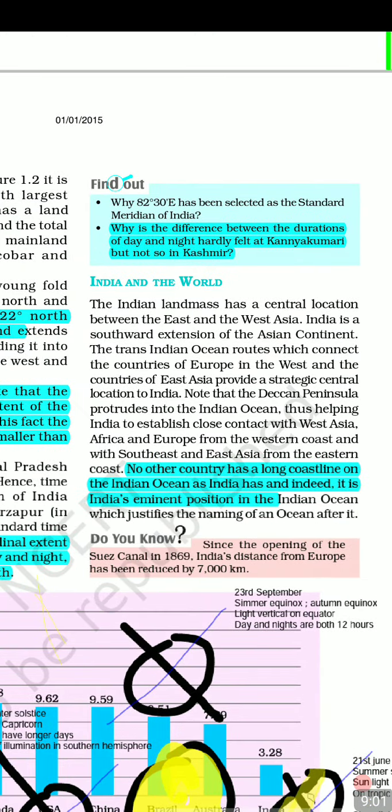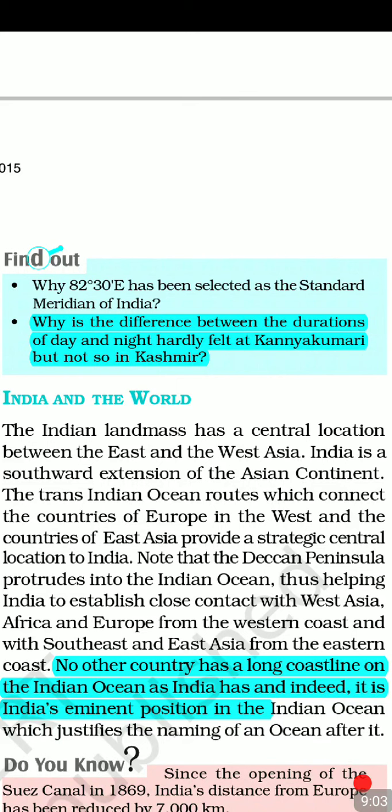Then importantly, this answers our question why there is a difference in the duration of the day and night, hardly felt at Kanyakumari but not so in Kashmir. In Kashmir, you will feel that during winters the days are really very short and the nights are really long, and vice versa during summers.